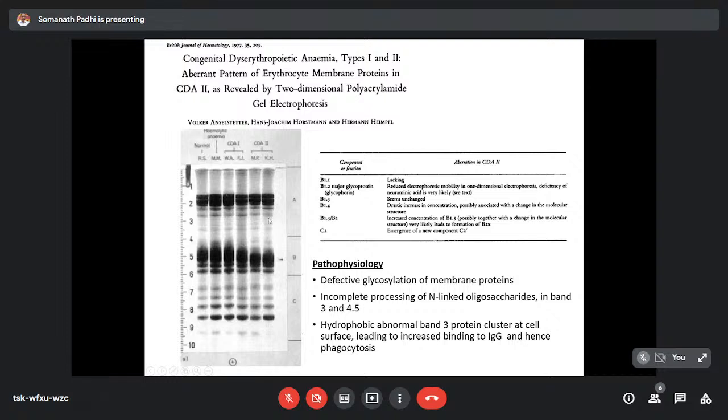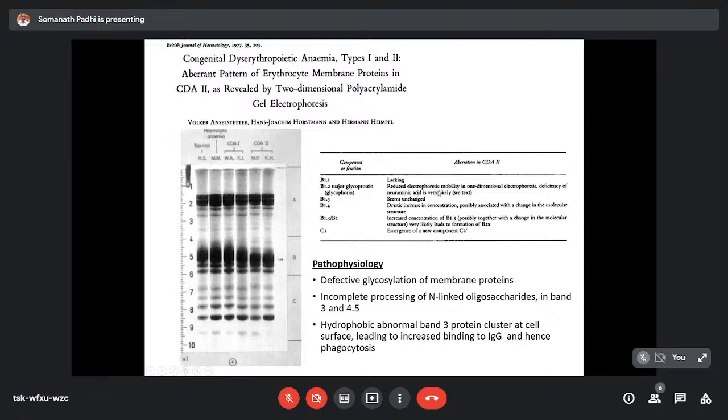So this band 3 protein is significantly reduced in the case of CDA type 2, which was well maintained in cases with CDA type 1, as well as in other hemolytic anemias, as well as in comparison with normal. This table is a summary of these findings. Band 1.1 is lacking, that is band 3. This is 1.2, glycophorin.